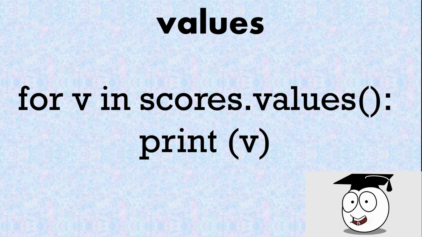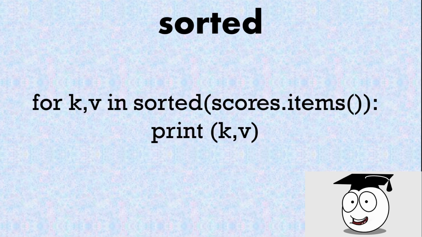The dictionary is not ordered, so if we want to print them in order, we can use the sorted word and use the scores.items. So that way we can print the dictionary in the order of keys, the key order.